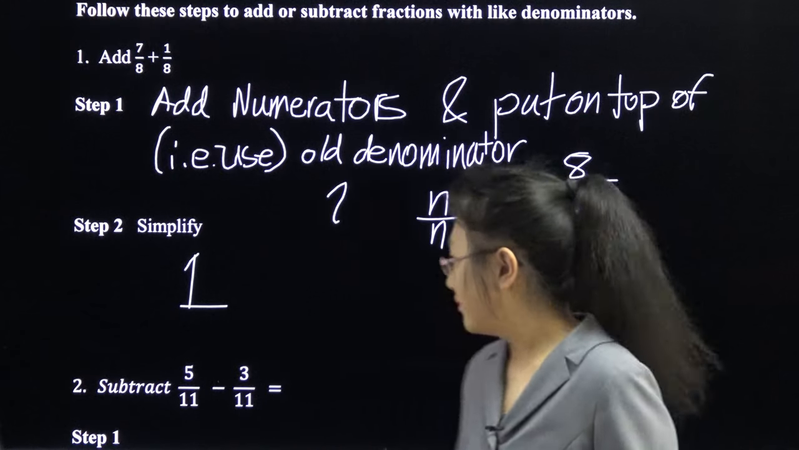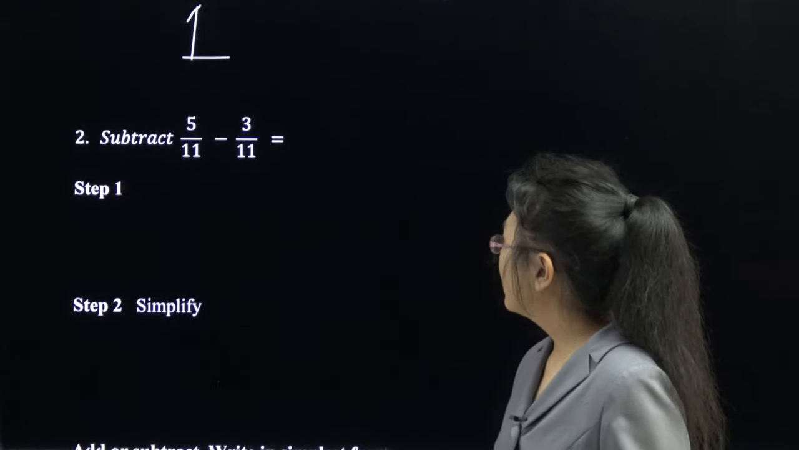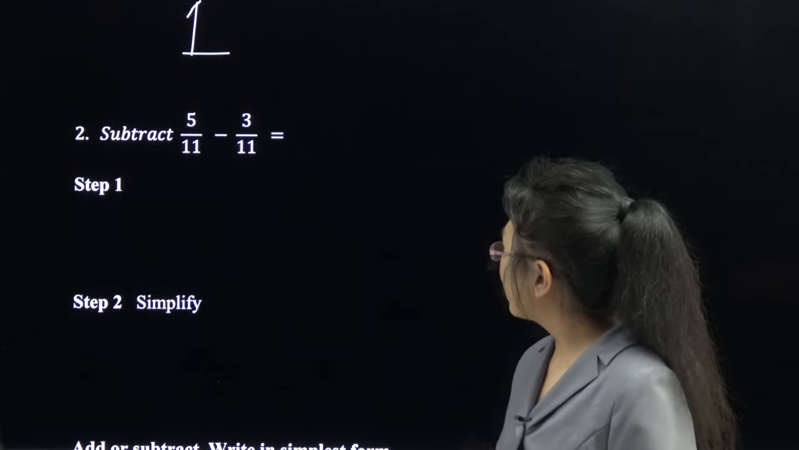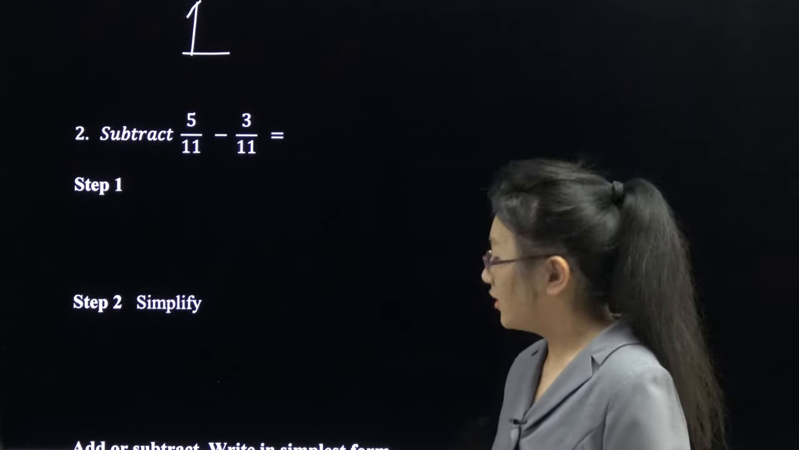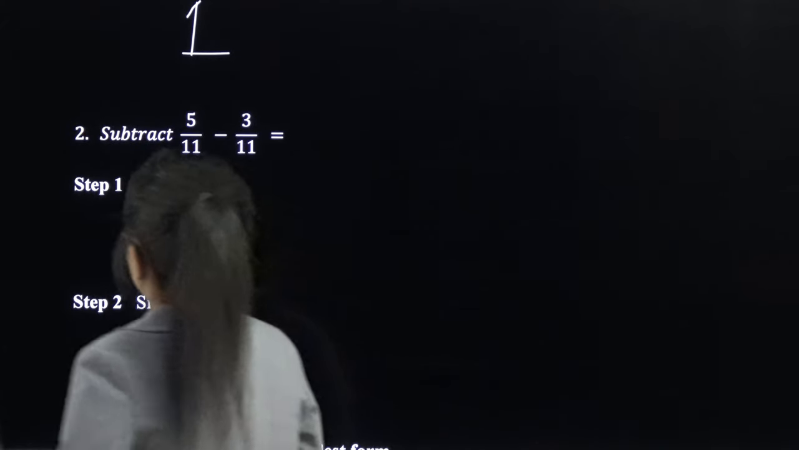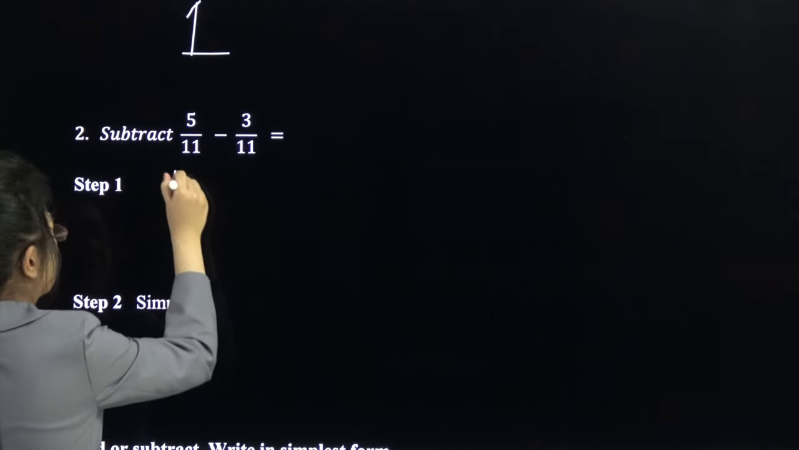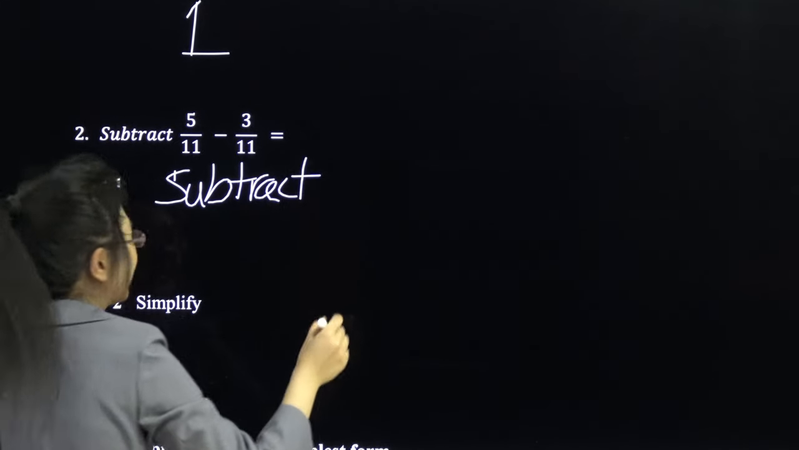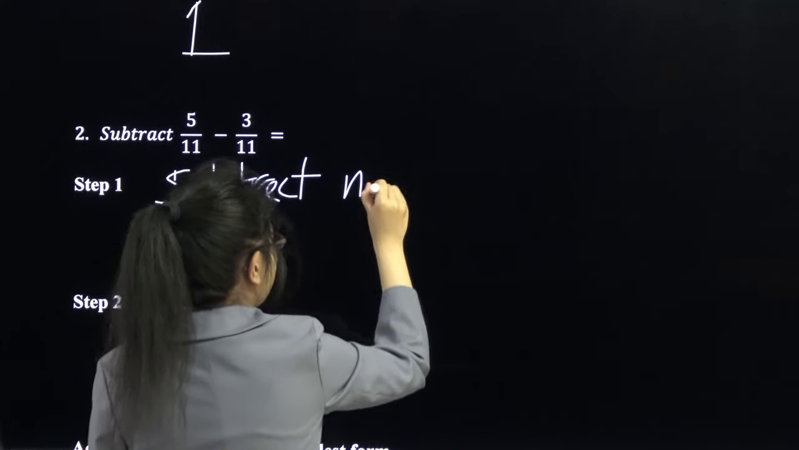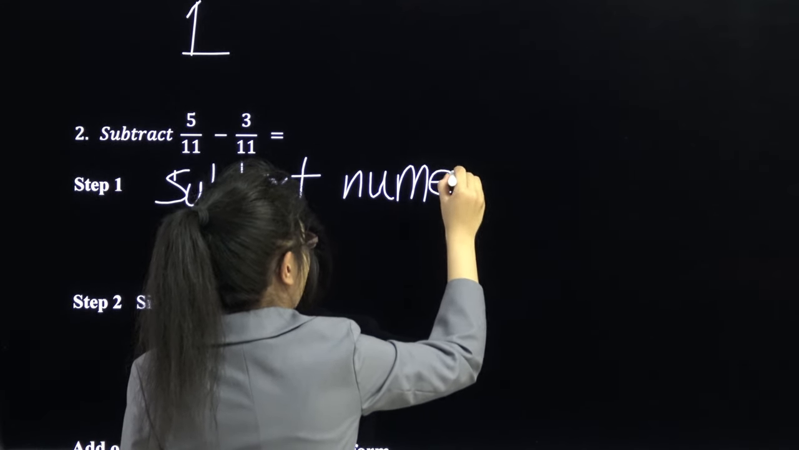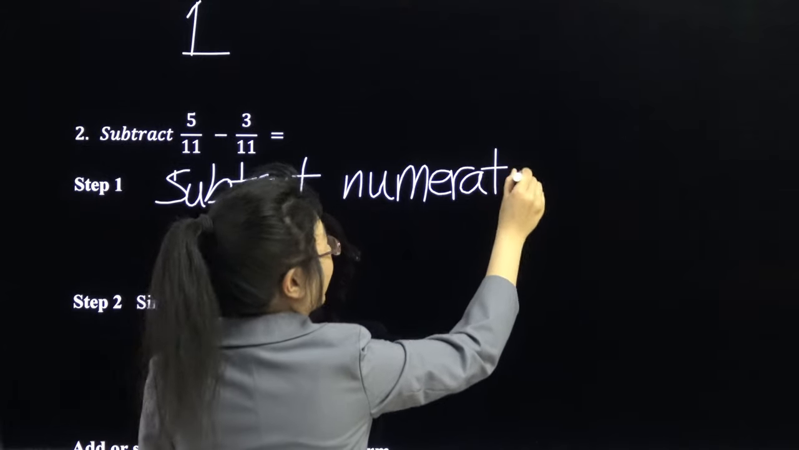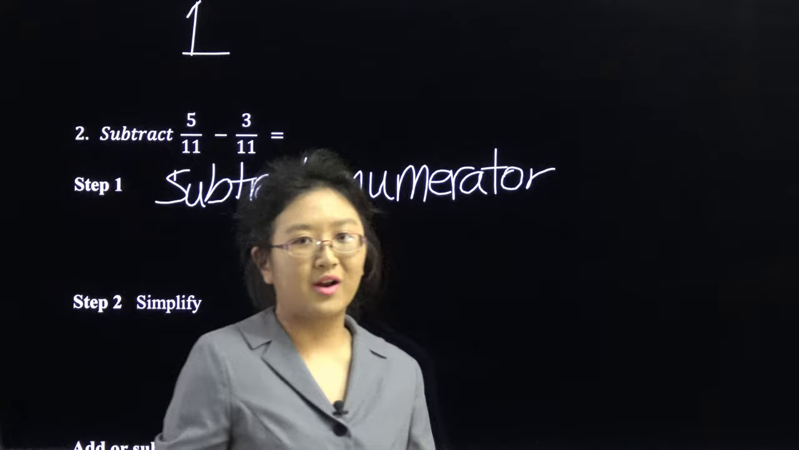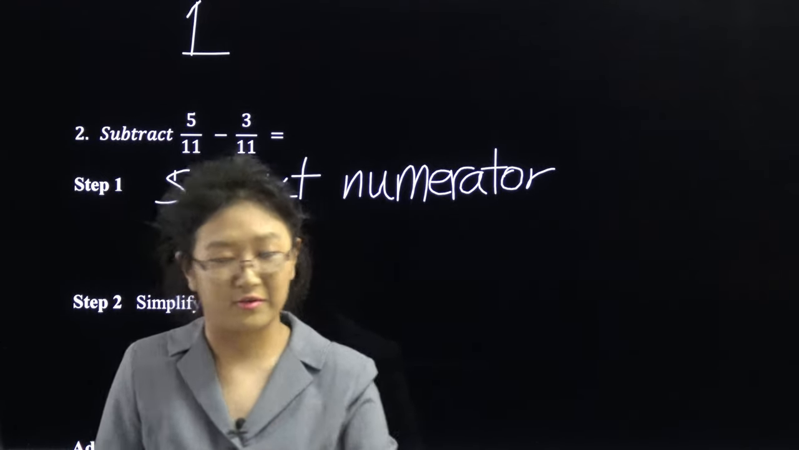Now let's do this again. Subtract 5 over 11 minus 3 over 11. Okay then. So, step 1. Subtract numerators. It's the exact same process, except you subtract instead of add. Please don't add when it's a subtraction sign. Unless there's negative integers involved, but you aren't going to be learning about integers until a few chapters later.